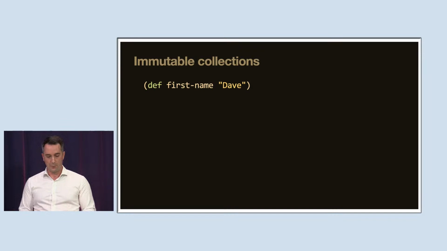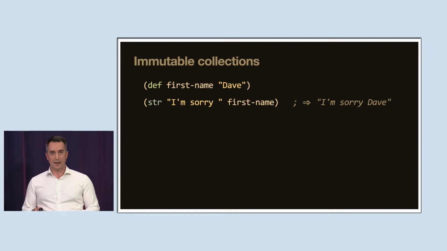That's kind of cool. And then if we're going to manipulate that string, in this case, we're concatenating it with another string, "I'm sorry." And that outputs "I'm sorry, Dave," as expected. But we haven't changed first name. The value of first name is and always will be Dave. And that's pretty common in most languages. That's how we do strings now. Mutable strings aren't really a thing.